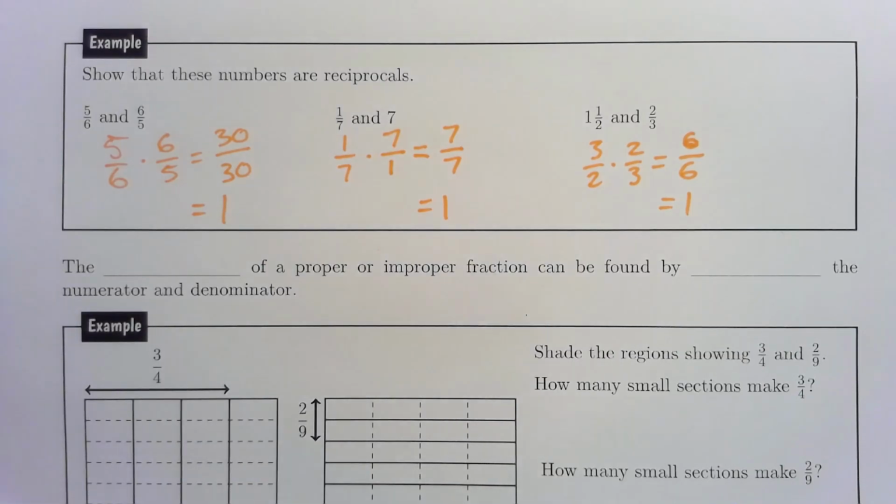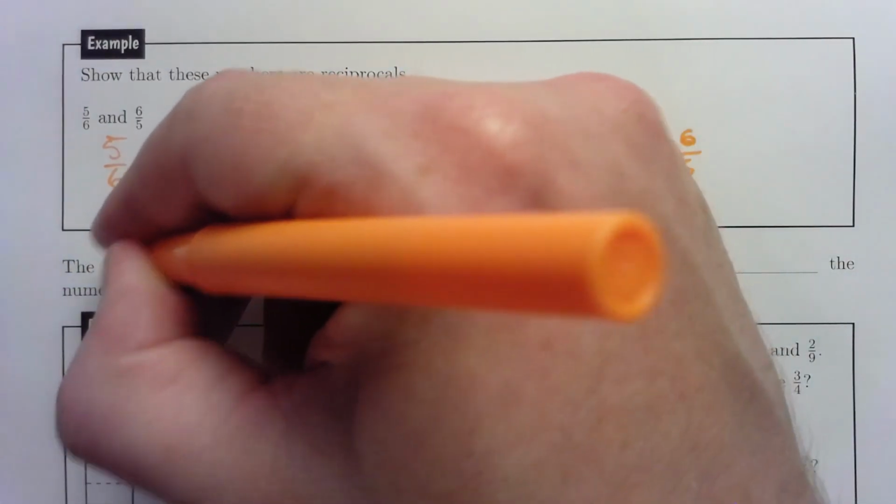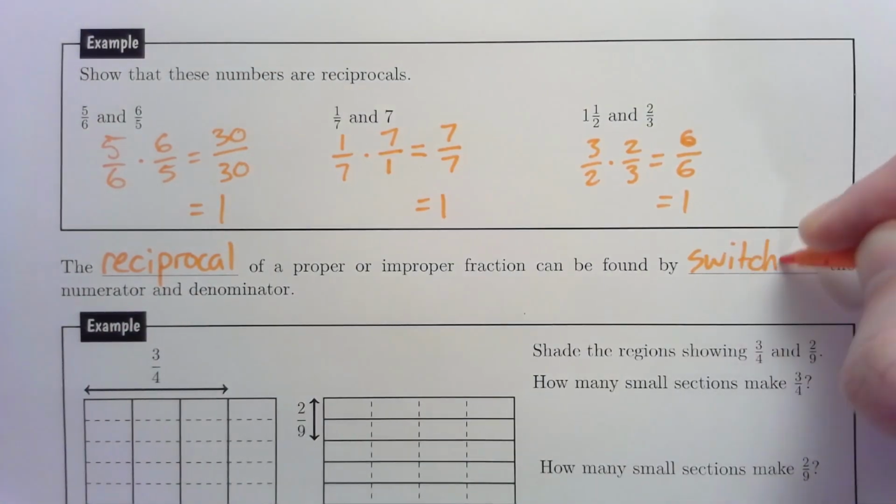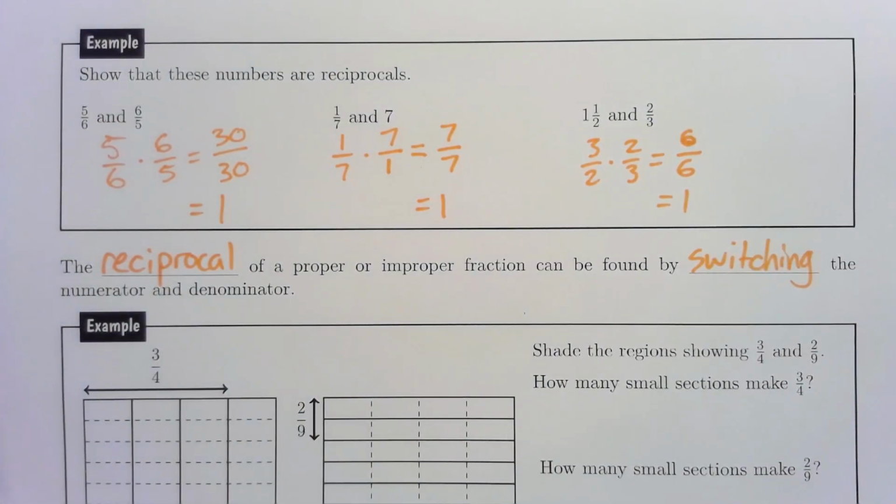are indeed reciprocals. Now, the reciprocal of a proper or improper fraction can be found by switching the numerator and the denominator. And you can see that in the examples above. Each time we wrote out the product with a plain simple fraction, both proper and improper fractions, the two fractions were the same except the numerator and denominator were switched around.